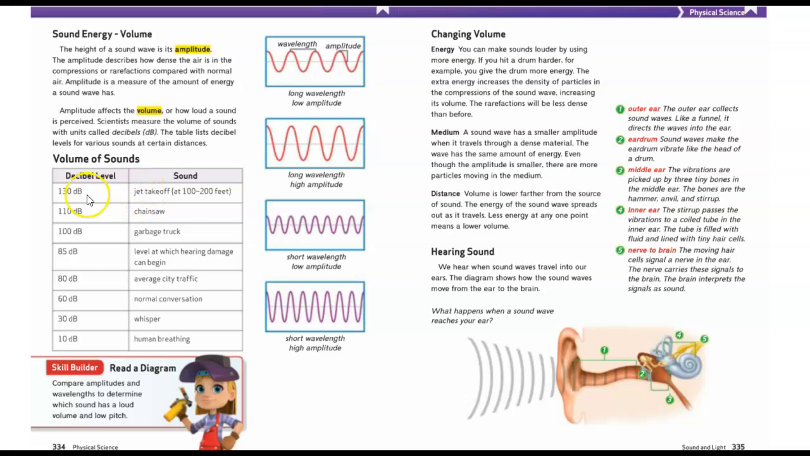A jet taking off is 130 decibels. A chainsaw, 110. A garbage truck, 100 decibels. The level at which hearing damage can begin is 85. Average city traffic that you might hear is 80 decibels. Normal conversation is about 60. Whispering is about 30 decibels. A human breathing is just 10. So if you just breathe, that's only 10 decibels.